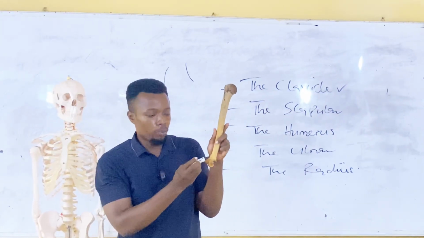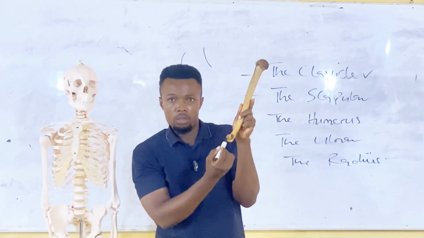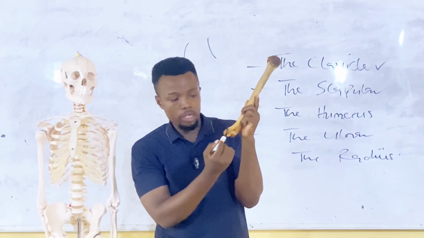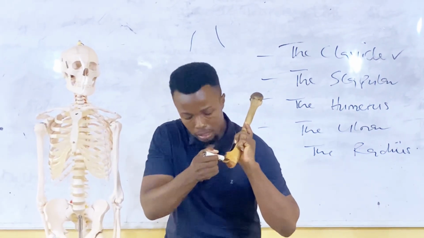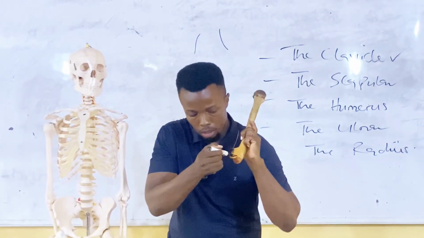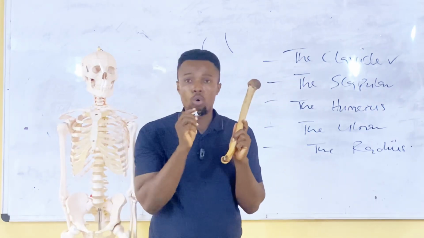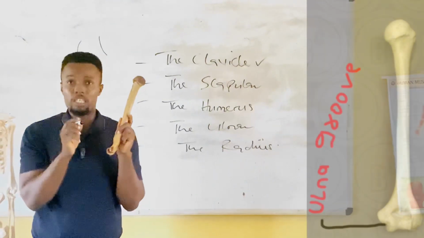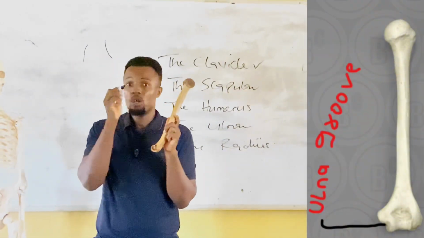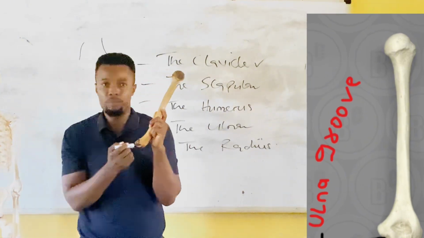Then we have another important structure here beside the trochlea. Medially, beside the trochlea, there is a groove. You can see there is a shallow groove that passes this way. This is known as the ulnar groove. It is known as the ulnar groove because it gives passage to the ulnar nerve.